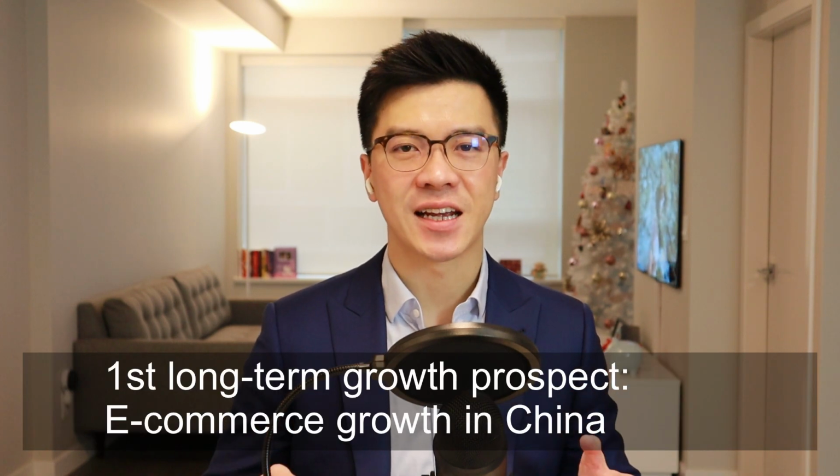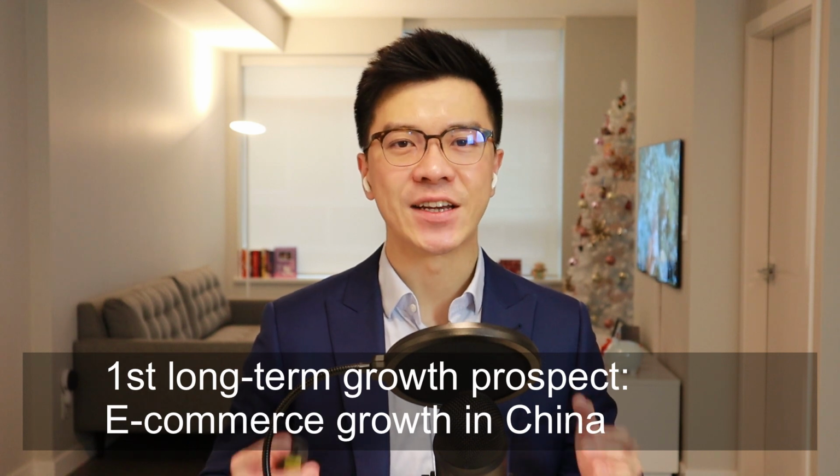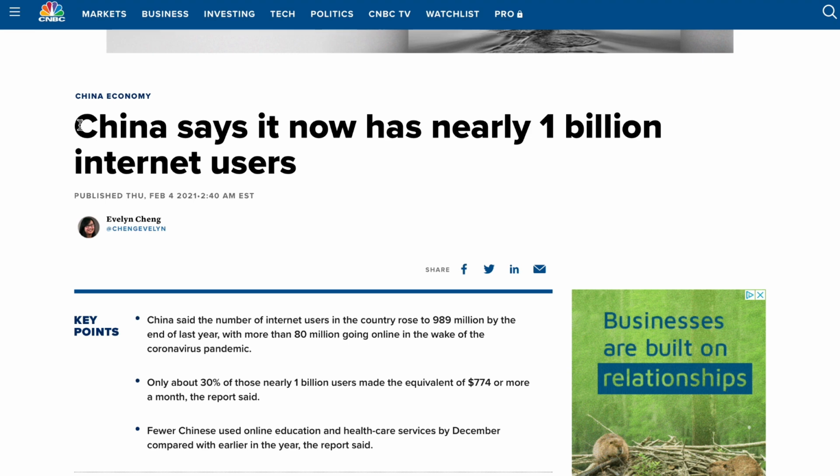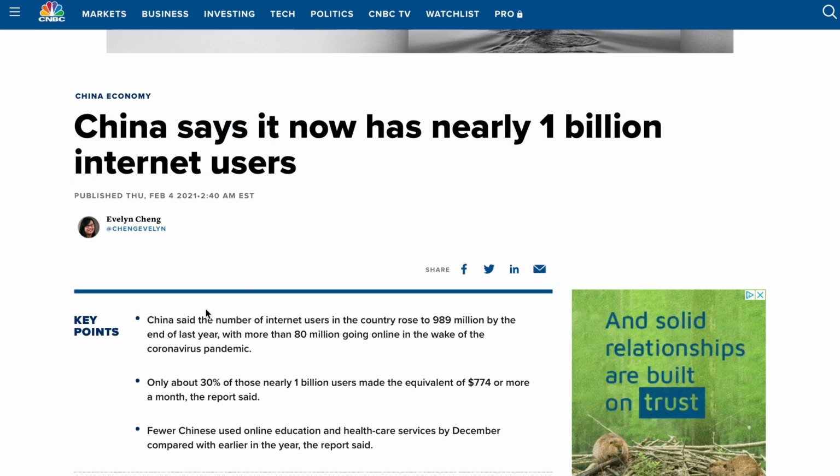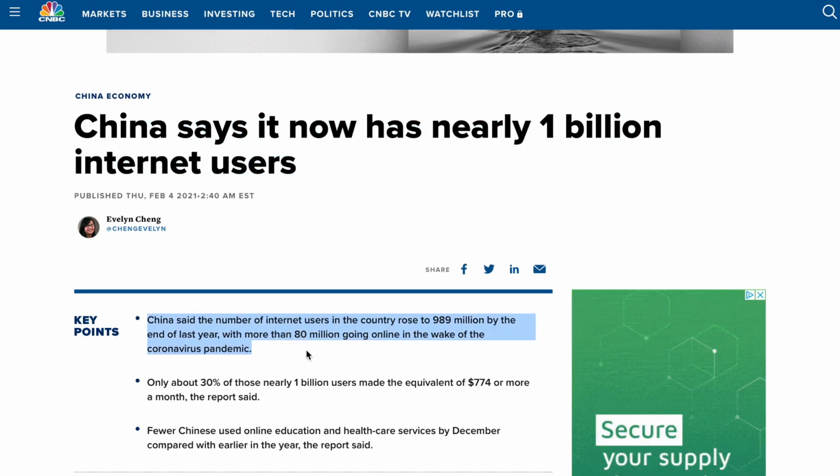The first thing I like about JD's business is e-commerce business in China. As of now, China has the largest e-commerce market in the world. China also has the most internet users in the world, with almost 1 billion internet users in China by the end of 2020. China has the largest 1.44 billion population in the world.